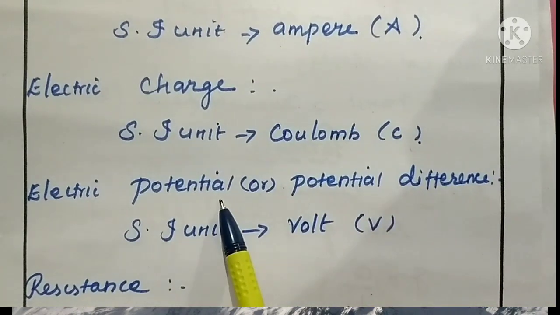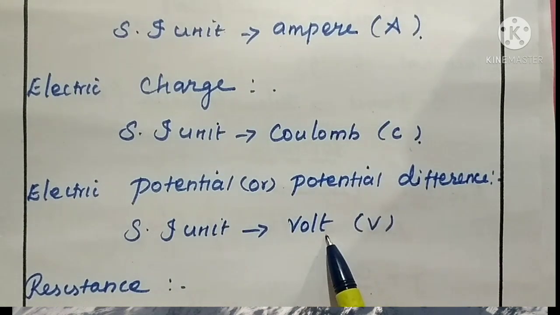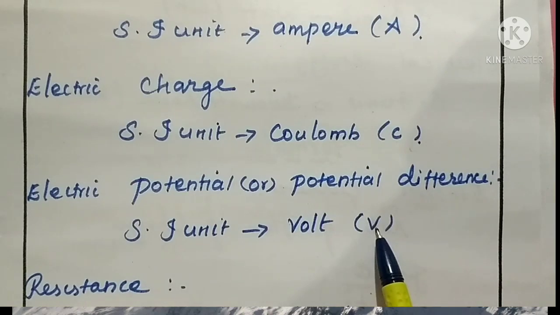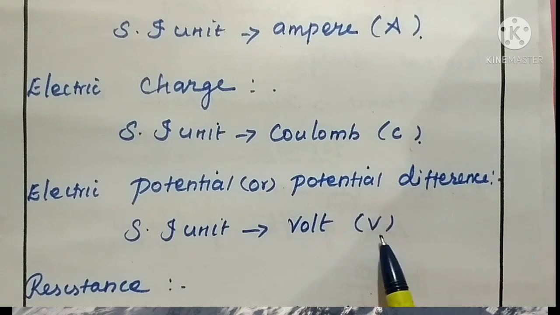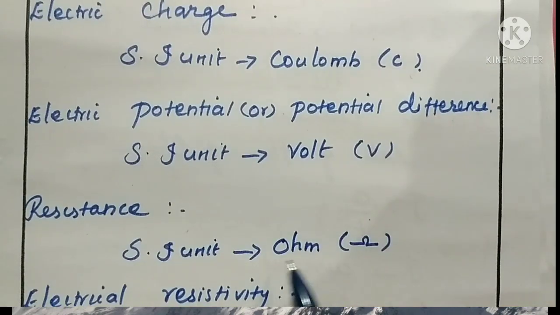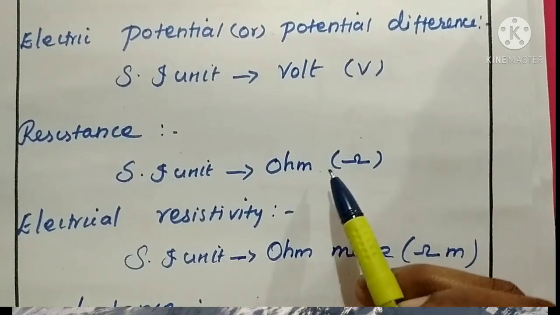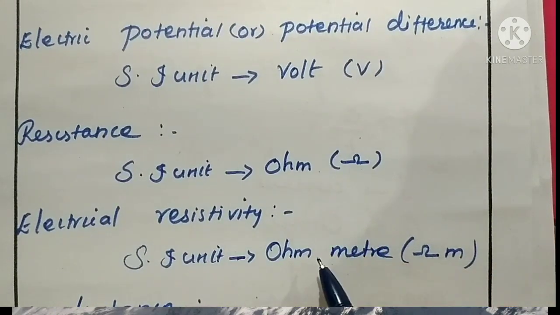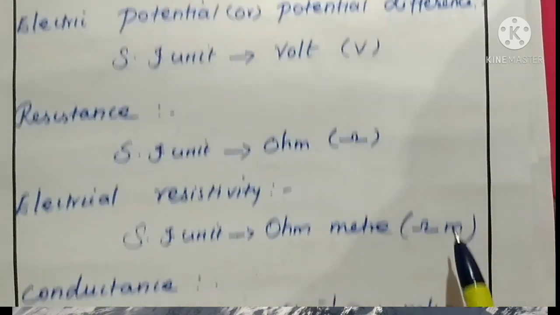Next one, electric potential or potential difference. The unit is volt and the symbol is V. What's the unit of electric potential? Volt. Symbol is V. The unit of resistance is ohm. It is represented by the Greek symbol Ω. And electrical resistivity, the unit is ohm meter.